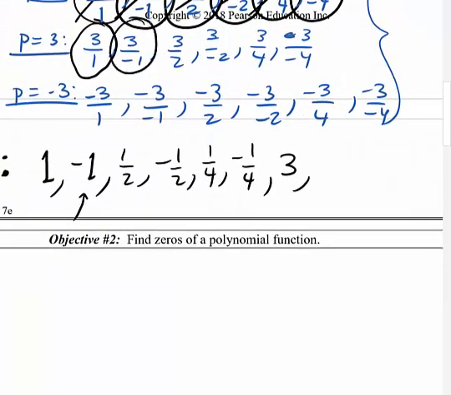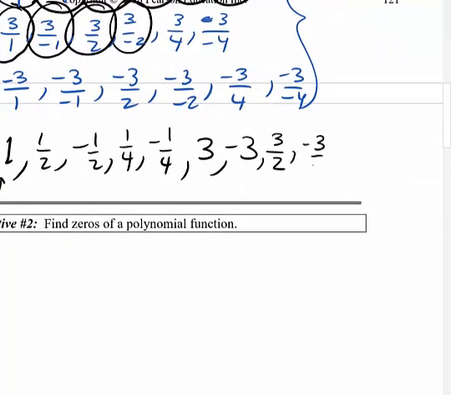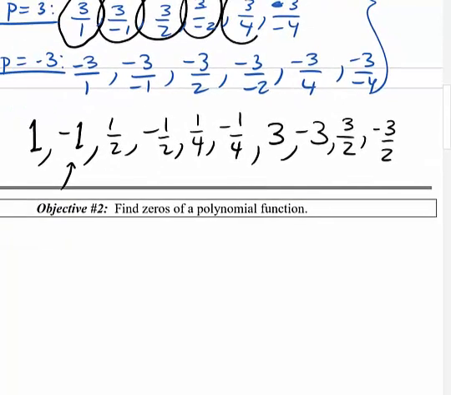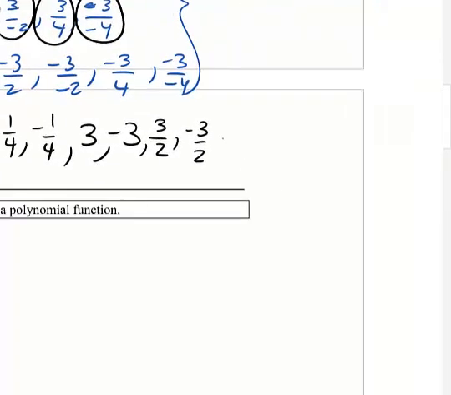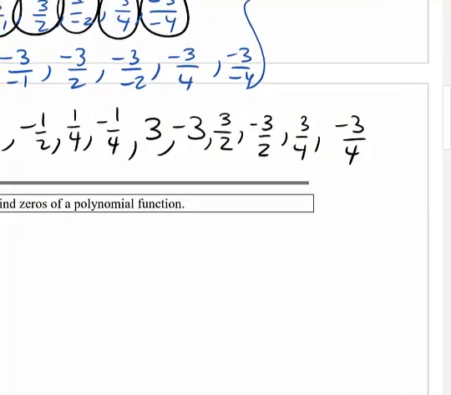And then 3 over -1, that's -3. That's a new guy. 3 over 2, I don't have that yet, do I? No. -3 over 2, I don't have that either. And then 3 over 4, -3 over 4. I don't have those either. Okay. So these are so far all the possibilities.